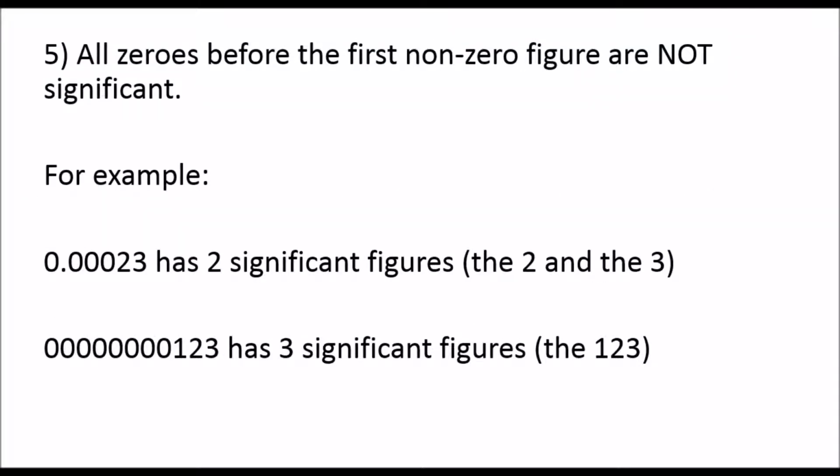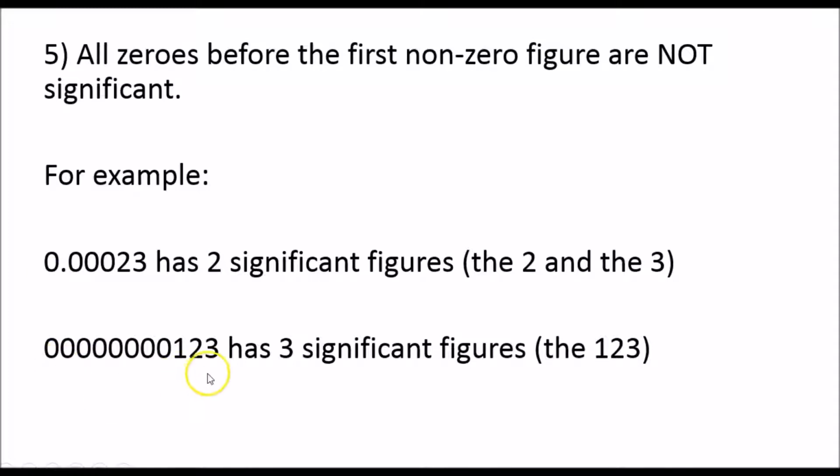And then lastly, all zeros before the first non-zero figure are not significant. So 0.00023 has 2 significant figures, the 2 and the 3 again. So these 4 zeros are not significant. I know there are 3 zeros after the decimal place, but there needs to be a non-zero number first for those to be significant. Okay.